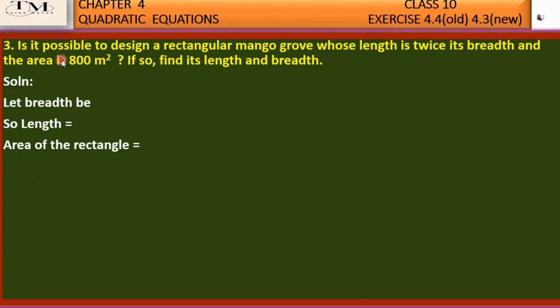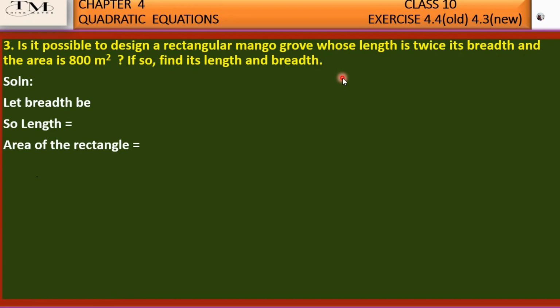Is it possible to design a rectangular mango grove whose length is twice its breadth and the area is 800 meters square? If so, find its length and breadth. So here they are asking whether this value is possible or not. So we have to check with the nature of the roots. So what is given? It is about length and breadth of a rectangular mango grove.